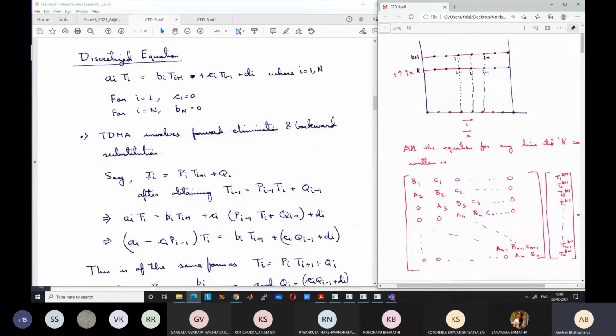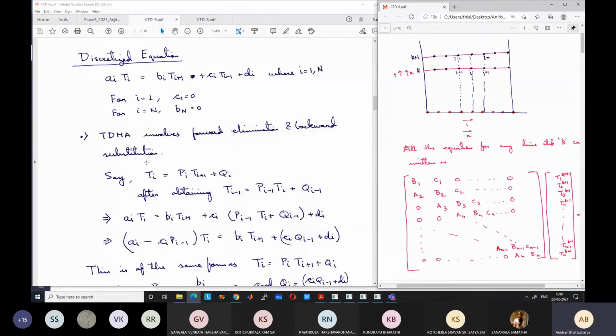Say we can represent T_i as p_i T_{i+1} plus q_i. Say any variable i can be represented in terms of the i plus 1 value and some coefficients: T_i equals p_i T_{i+1} plus q_i. We are assuming that this is possible. This equation is not given to us. Our equation is of the form where both T_{i+1} and T_{i-1} are present. But we are assuming that the equation can be written in this form: T_i is equal to p_i T_{i+1} plus q_i.